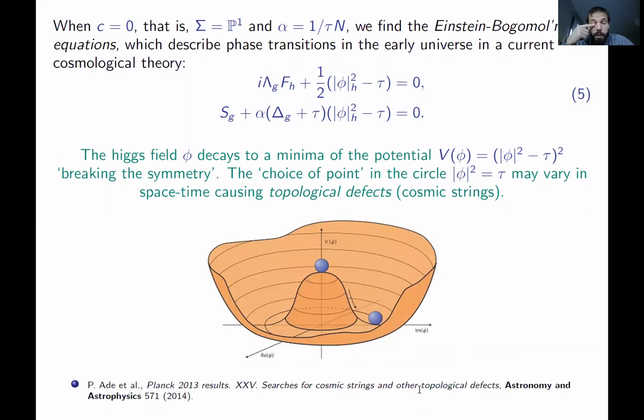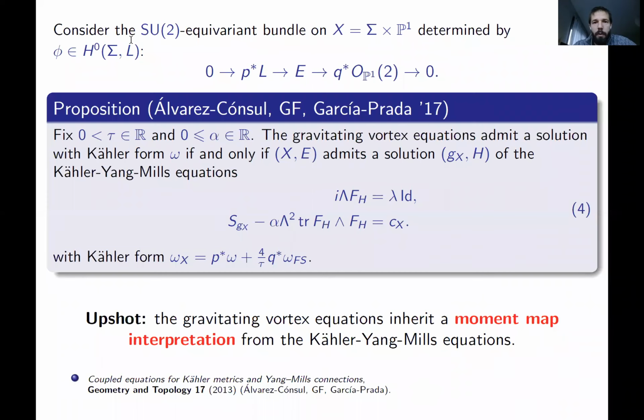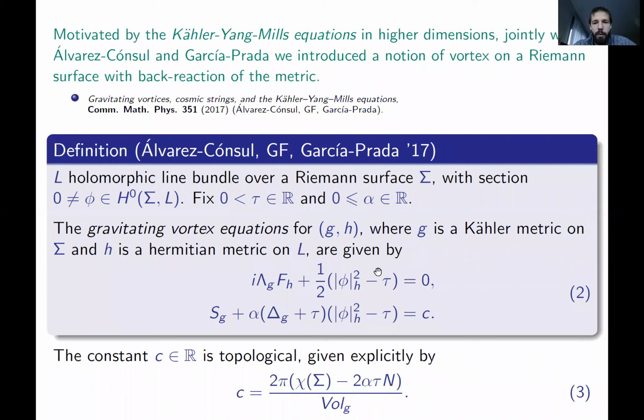So the other thing I would like to mention is a physical interpretation of the equations in a very particular case. The case where the constant C, which appears in the gravitating vortex equations, is zero. So let me go back, because possibly you don't remember what this constant is. This constant is given by this formula. Okay, so if we assume that C is zero, then automatically, because we are assuming that alpha and tau are positive, the Euler characteristic has to be positive, and therefore we are forced to be in the Riemann sphere, in P1.